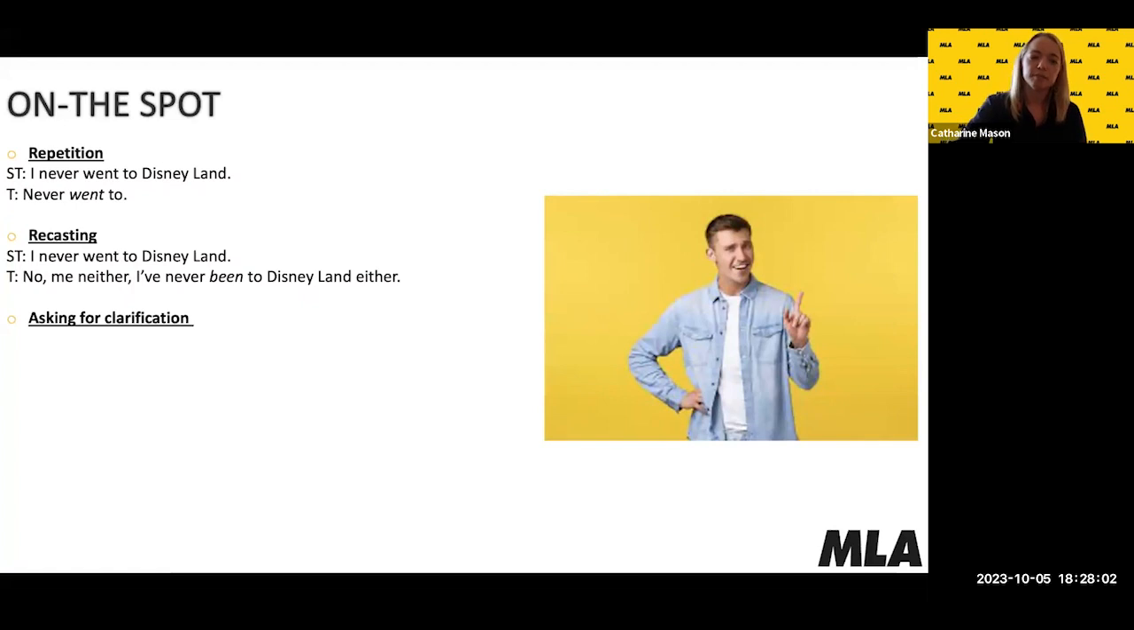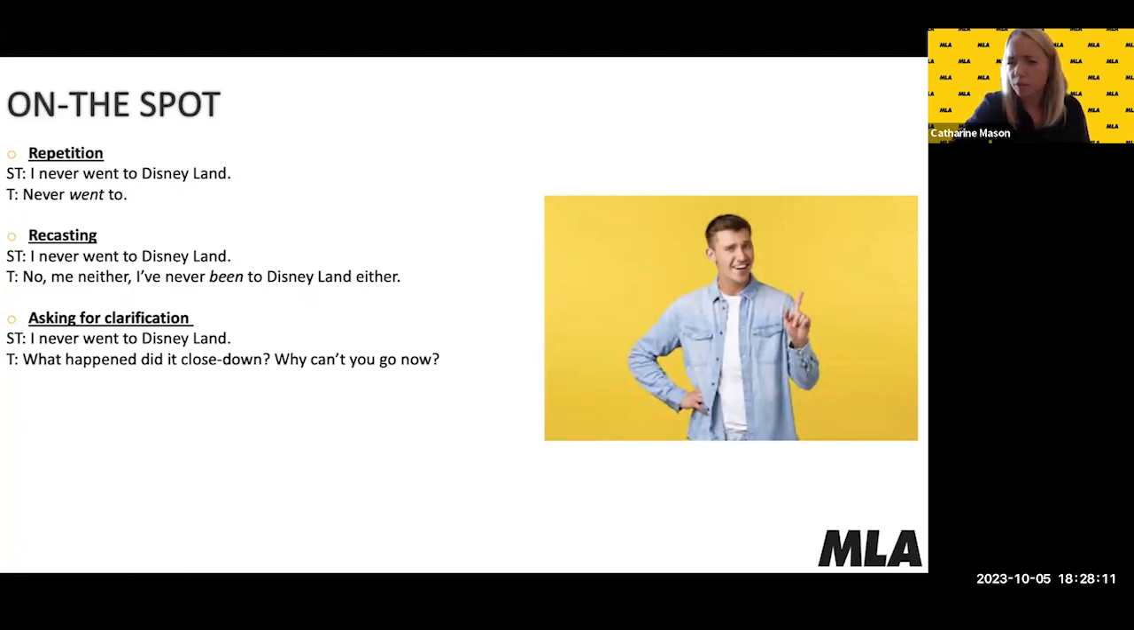Asking for clarification. "I never went to Disneyland." "What happened? Did it close down? Why can't you go now?" So putting in here the idea of finish time, or finished ability, or whatever, for past simple. And showing that there's been a breakdown in the communication. Like, I don't know what you're trying to express because it's not clear from the way you said it.